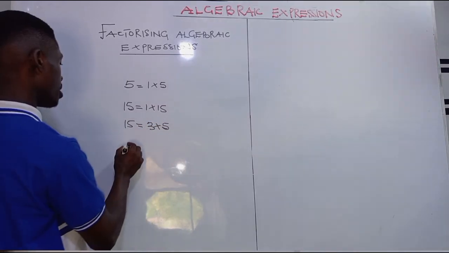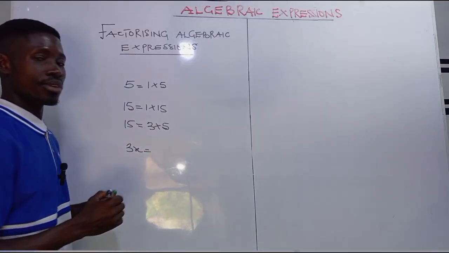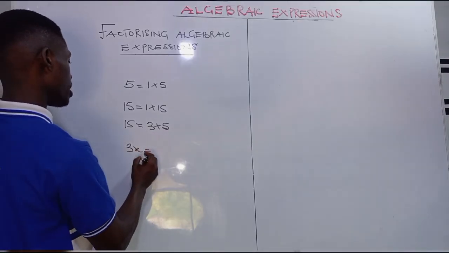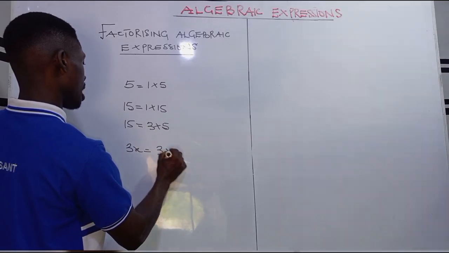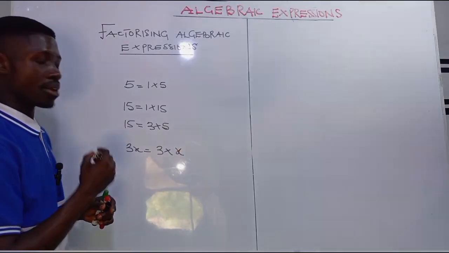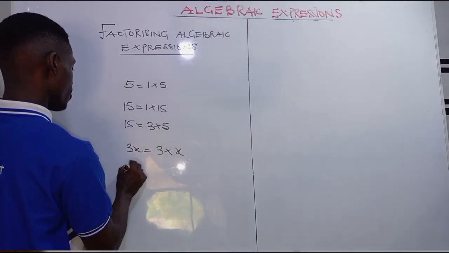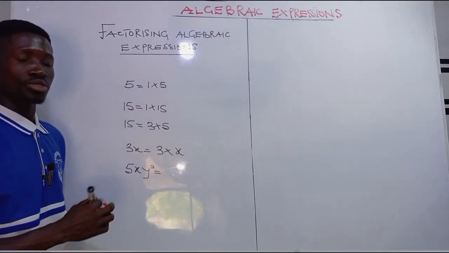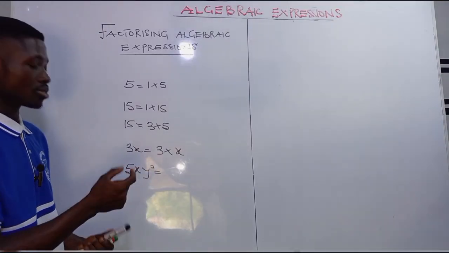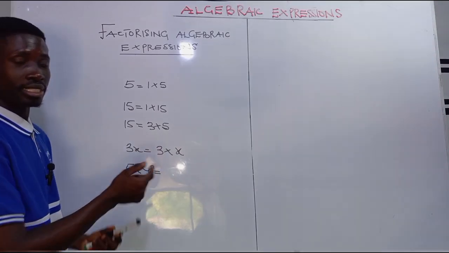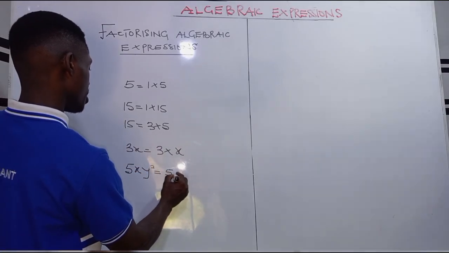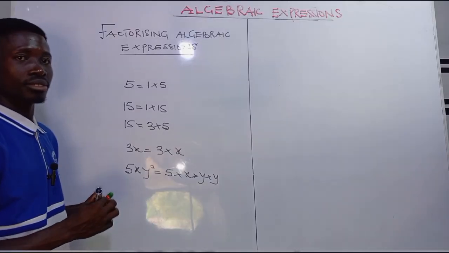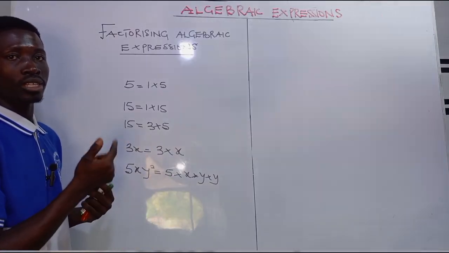5. Let's say 3x, and then we have to factorize 3x. This means we have to find the factors of 3x. So the factors of 3x, we have 3 times what? x. Similarly, when you have, let's say, 5xy squared, and then we have to factorize, it means we have to find what? The factors of 5xy squared. So the factors are, we have 5 times x times y times y. So these are the factors of 5xy squared.